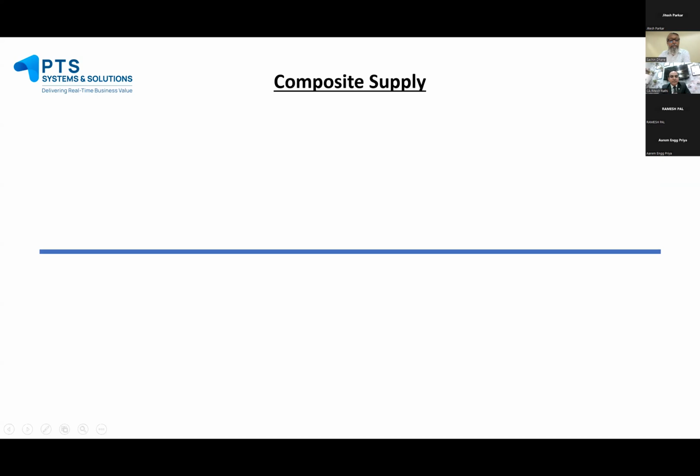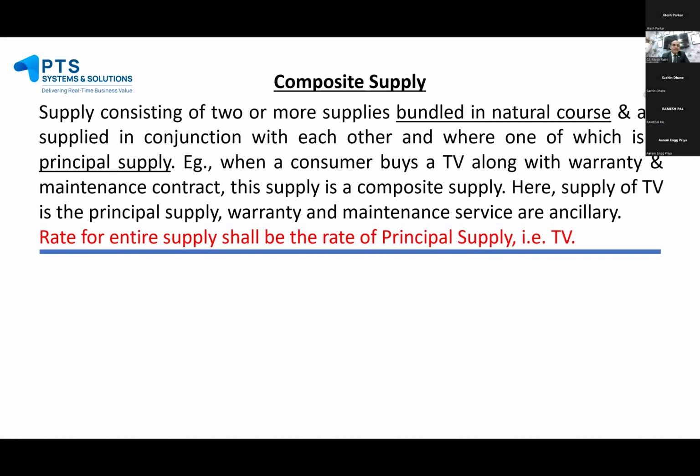Composite supply and mixed supply. These definitions have been introduced in GST. They were not there earlier in the VAT era or service tax era. Composite supply is when we combine 2 or more supplies in the natural course of business, out of which one is a principal supply. This is my experience which I am sharing: even when we represent clients before the department, many dealers make this mistake.